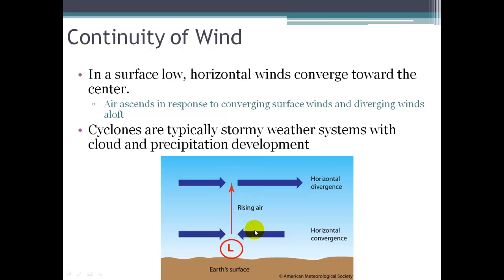So we get a different type of circulation, and this rising air, remember, contributes to the instability of the atmosphere. We have rising air that makes the atmosphere unstable and conducive to cloud development and storm development. This is why cyclones, or low pressure cells at the surface, are associated with stormy weather systems with clouds and precipitation.